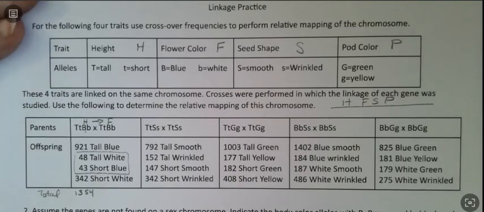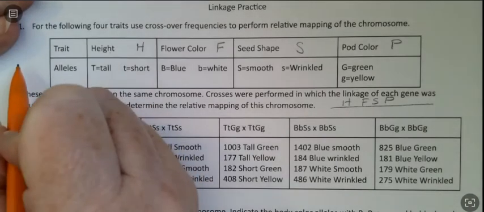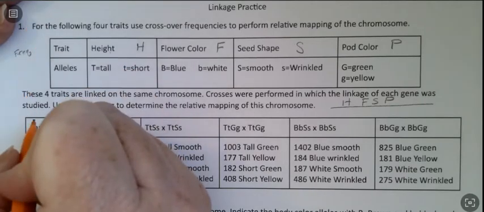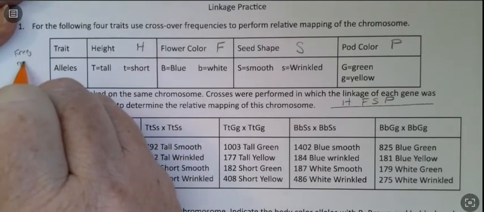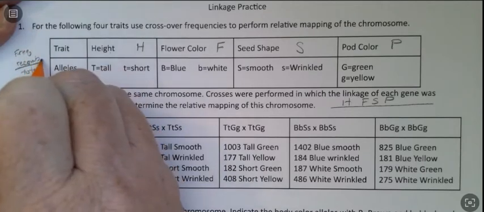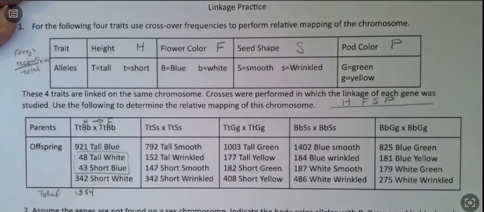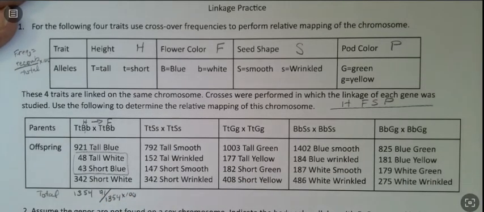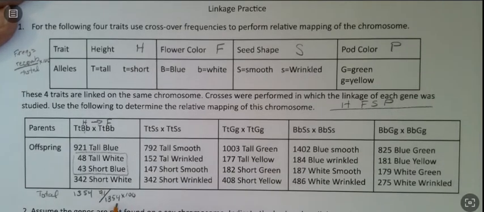If you remember back to the previous lesson, to find the frequency I take my recombinants, divide by the total, times 100. My recombinants, when I add these together, give 91 divided by my total times 100. So the recombinant frequency for this is 6.7%.